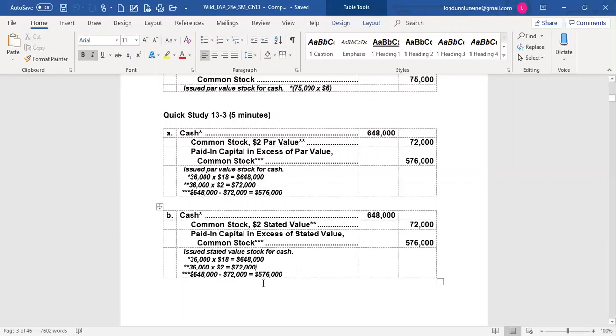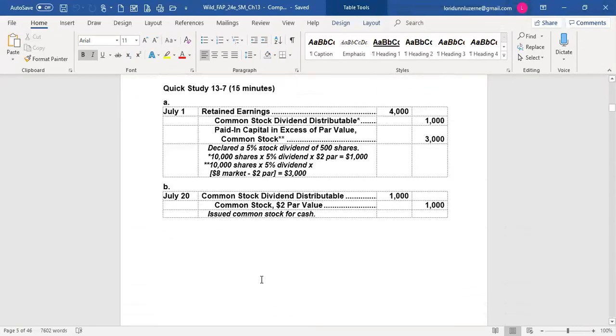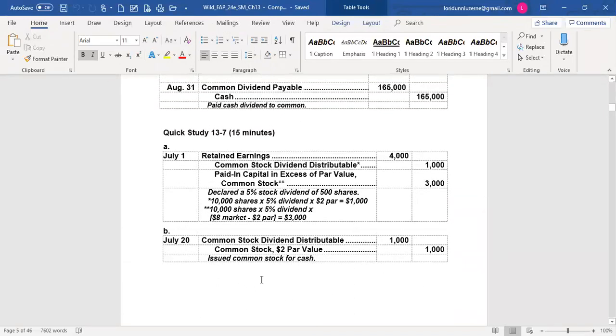Okay, we looked at that. I'd like to go to QS 13-7. This is looking at common stock dividends. We saw cash dividends in our problem, but common stock dividends.